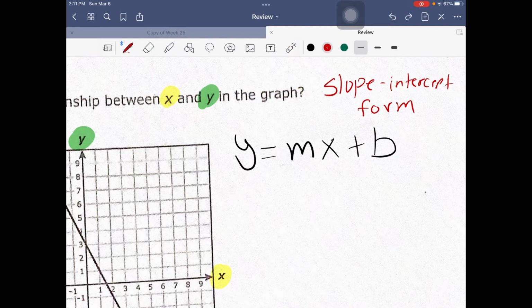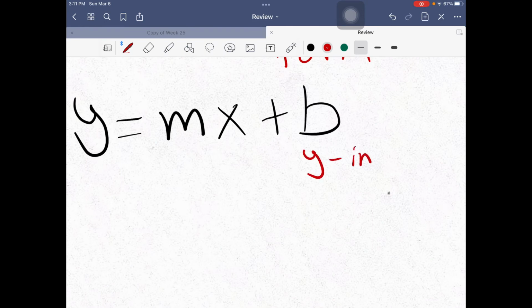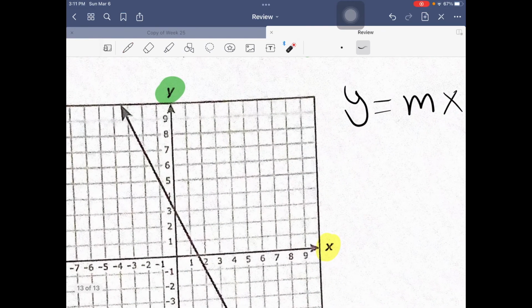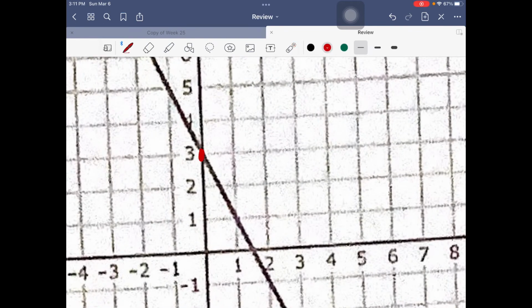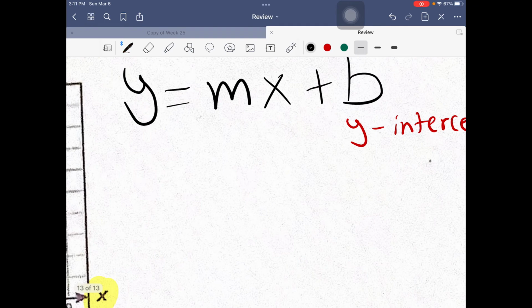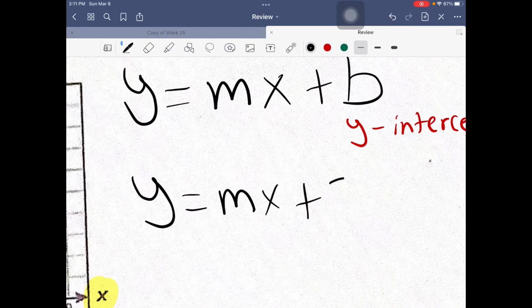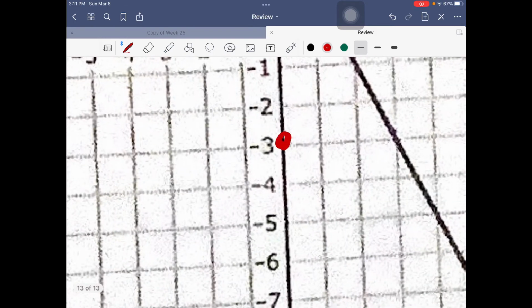Your b is very, very easy to see. This is called the y-intercept, where it crosses y. So if this is y, where does it cross? It crosses at 3. Is it positive or negative? Positive. So your formula is going to look like this. We just found one thing. Where it crosses y is going to be plus 3, because this crosses positive 3. If it crossed over here, it would be minus 3.